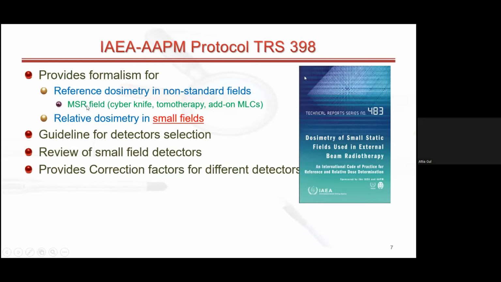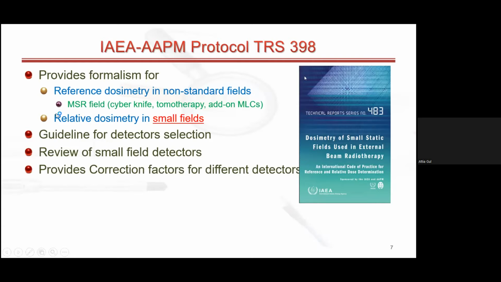concept of machine specific reference field that is as close to 10 by 10 centimeter square field size as possible. For example, for CyberKnife, it is 6 centimeter diameter. For tomotherapy, it is 10 by 5 centimeter square. And similarly, for different types of add-on MLCs, different MSRs are given in this protocol that are close to 10 by 10 centimeter square field. But this is not our topic of discussion today. We will mainly deal with relative dosimetry in small fields in today's talk.